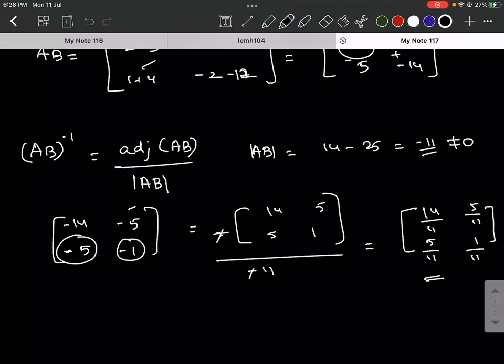Find out whether AB inverse is equal to B inverse times A inverse. So find B inverse separately, find A inverse separately, multiply both. The only thing is you need more concentration. Do it fast.